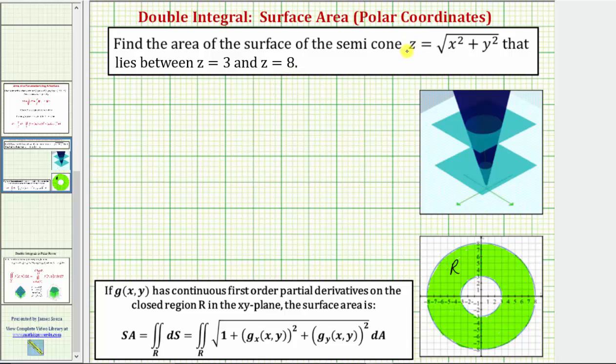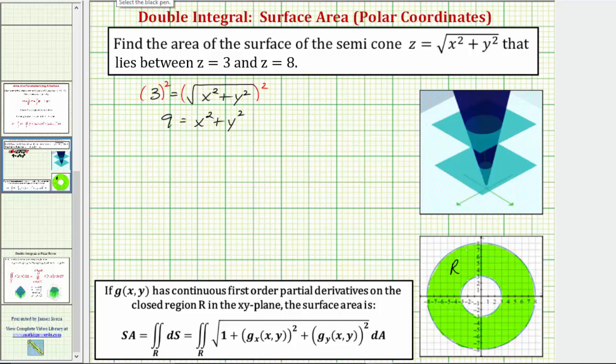If we substitute 3 for z in the equation of the cone, we have 3 equals the square root of the quantity x squared plus y squared. And now to undo the square root, we square both sides of the equation, which gives us 9 equals x squared plus y squared, which we should recognize is a circle centered at the origin with a radius of 3, which is the small circle.